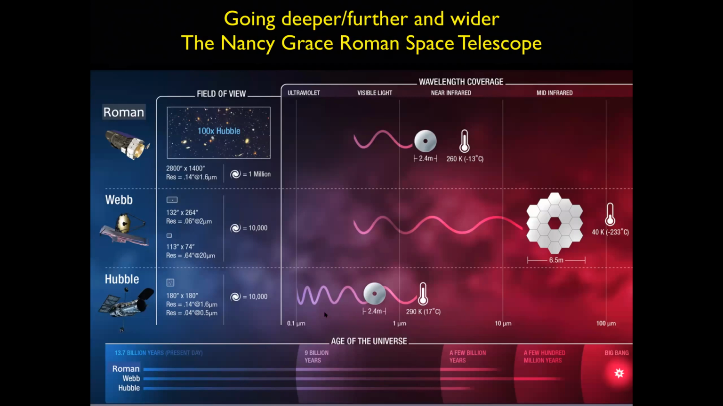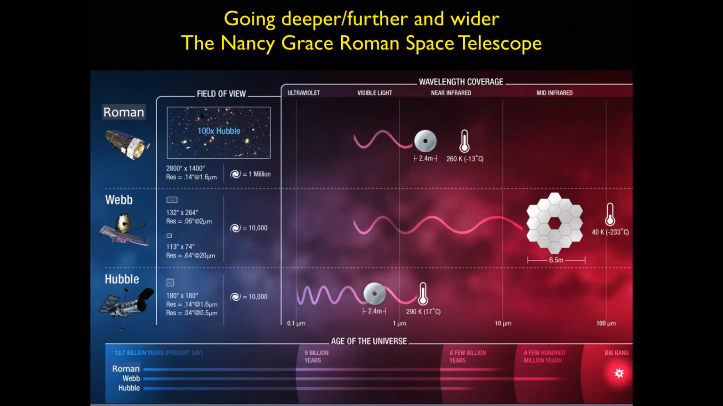So Hubble went from wavelengths of around 0.1 microns in the UV all the way out to about 1.6 microns. James Webb starts at around 0.6 microns and goes all the way out to 28 microns. It will be able to see as far back as a few 100 million years after the Big Bang. And the field of view of these telescopes are right there.